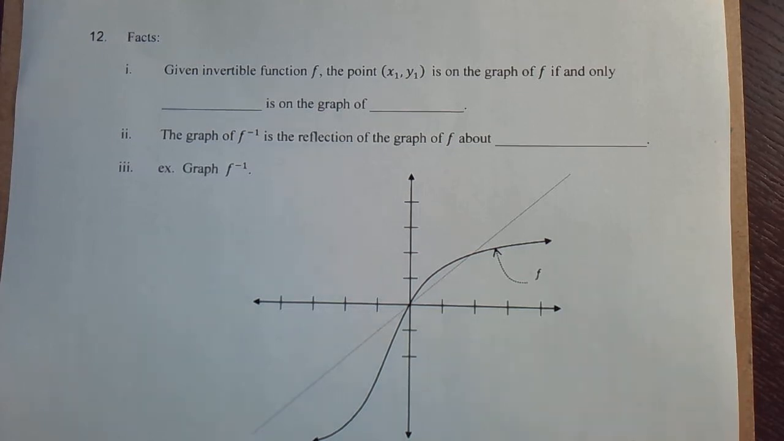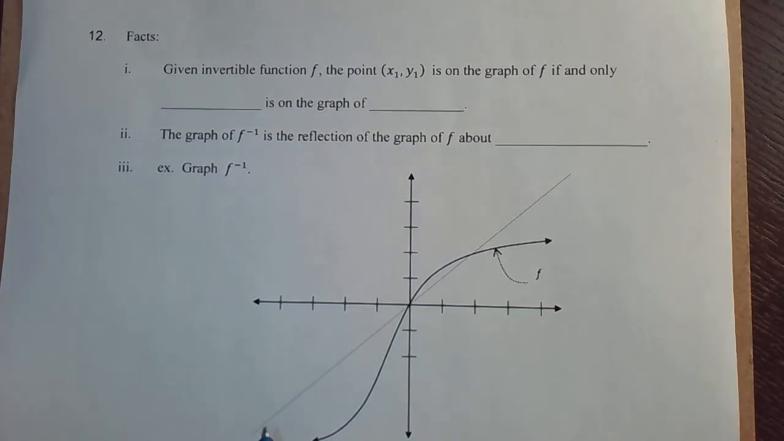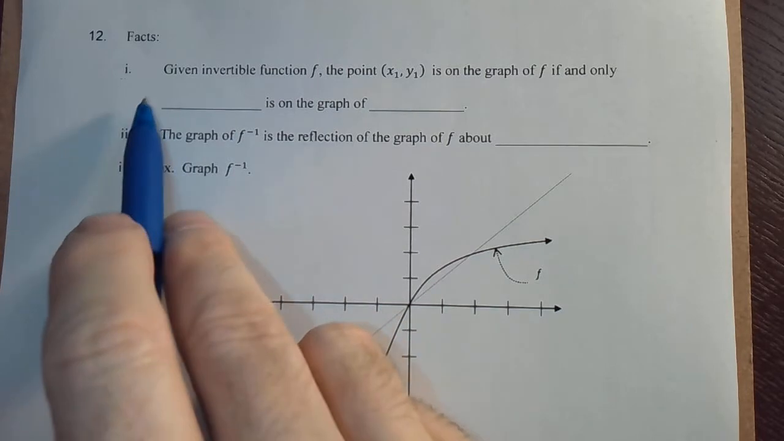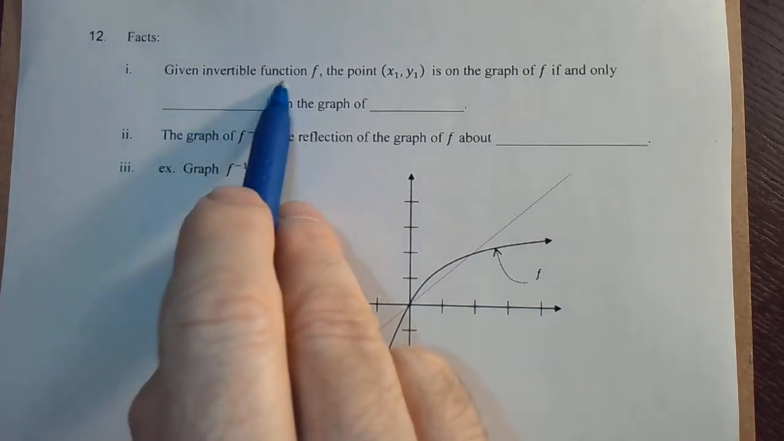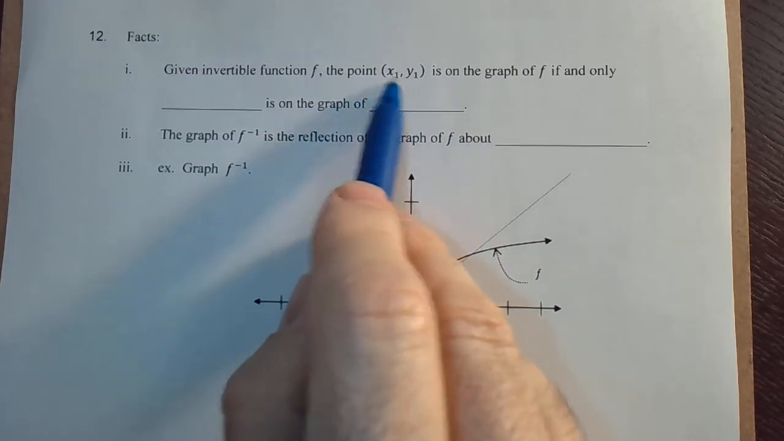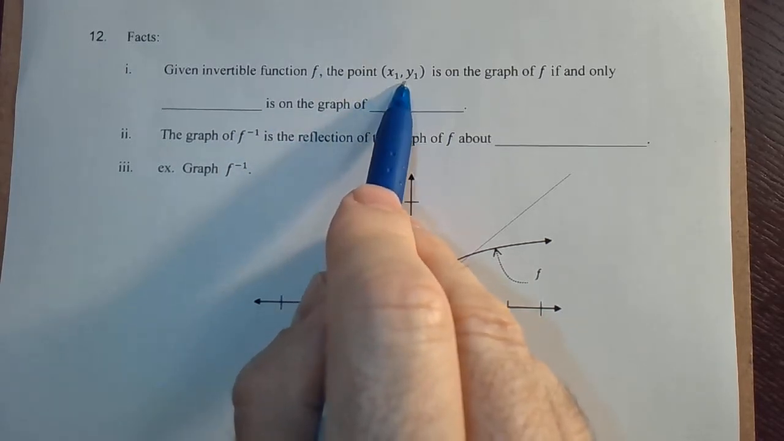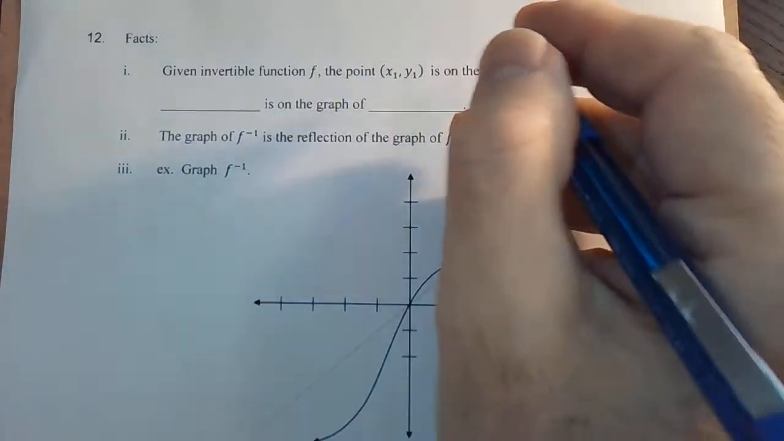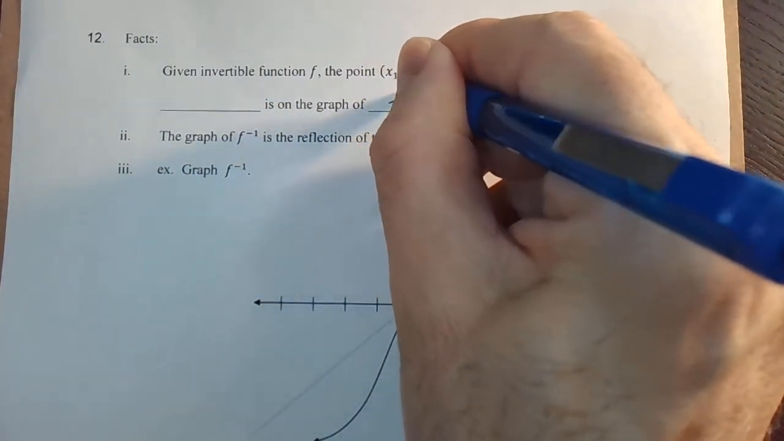Well, in this short video, we're going to wrap up our discussion about inverse functions. And let's look at a couple of facts here. Number one is, this is a fact. Given an invertible function f, this ordered pair is on the graph of f if and only if what is on the graph of f inverse?